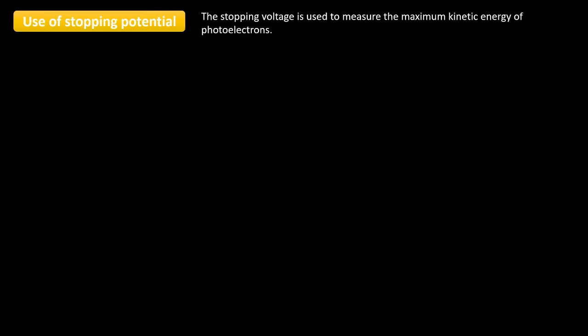So what's the use of stopping potential? We know that the kinetic energy of the photoelectron is hard to measure. But stopping potential can be measured using a voltmeter, so we can use it to determine the maximum kinetic energy of photoelectrons. What does that mean? The energy provided by the reverse voltage will be equal to eVs.